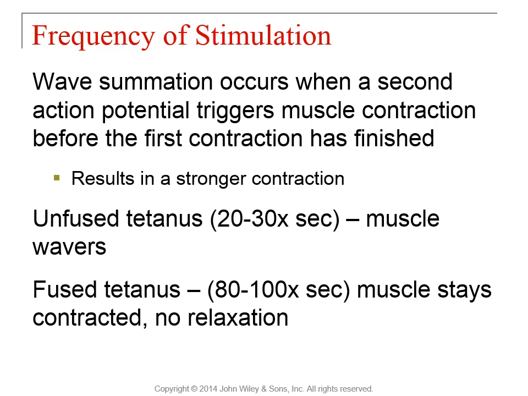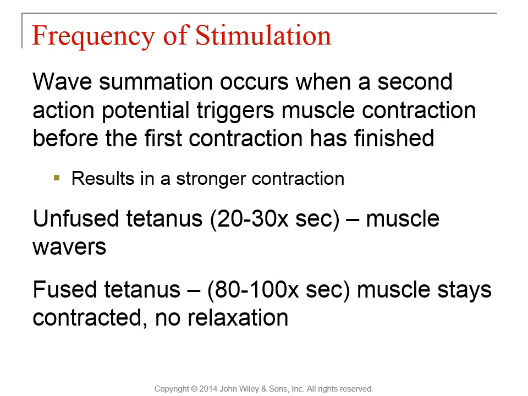So we're going to talk about the different types of stimulation here. One deals with the frequency of stimulation. A wave summation occurs when a second action potential triggers muscle contraction before the first contraction has finished. So usually this means that one builds upon the next, which gives you a stronger contraction. We have two types of what we call tetanus. One's called unfused and one is called fused.